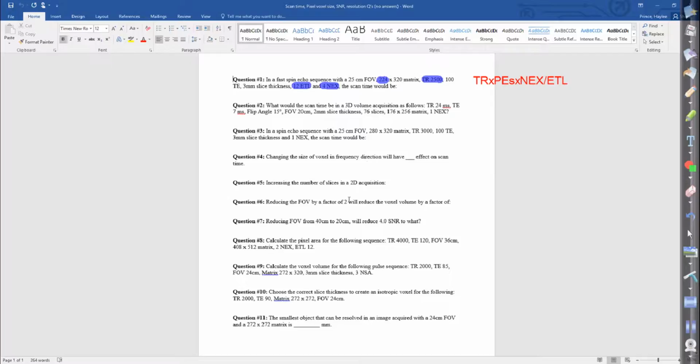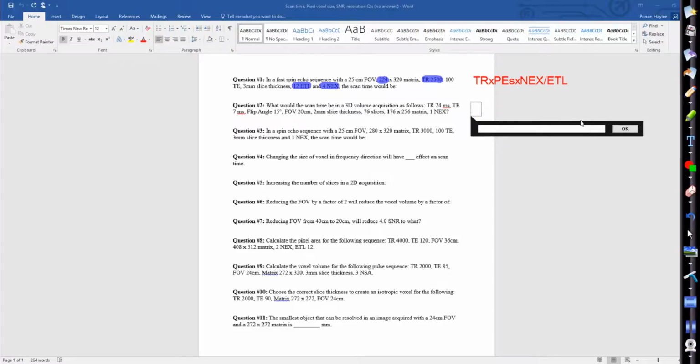All right. Let's go on to the next one. What's the scan time equation for the next one? It says, what would the scan time be for a 3D volume acquisition? So what are we going to use? TR times phase matrix, I heard you say, Jasmine, times NSA or NEX, times number of slices.